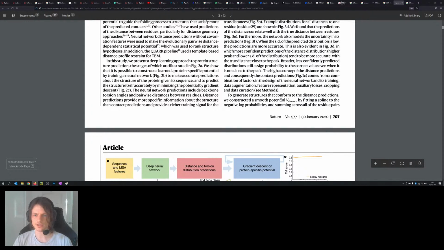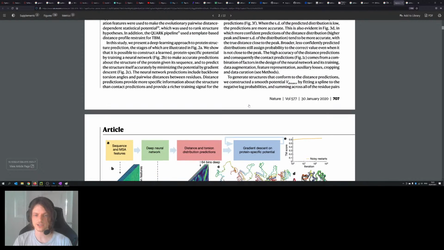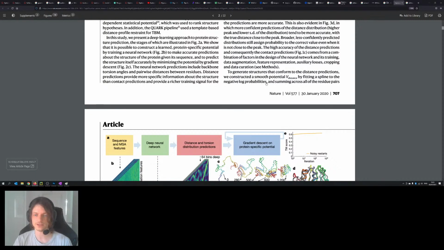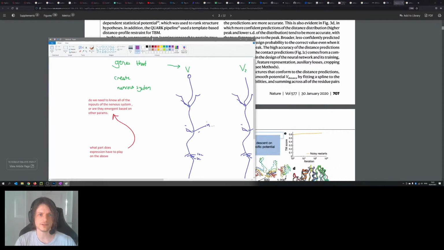To generate structures that conform to the distance predictions, we constructed a smooth potential V distance by fitting a spline to the negative log probabilities and summing across all of the residue pairs. So they're saying that they've done this.